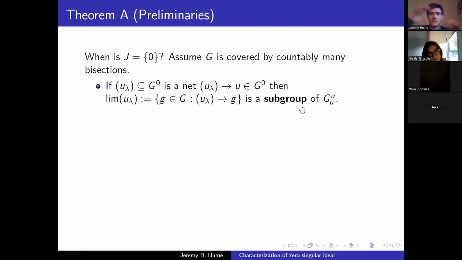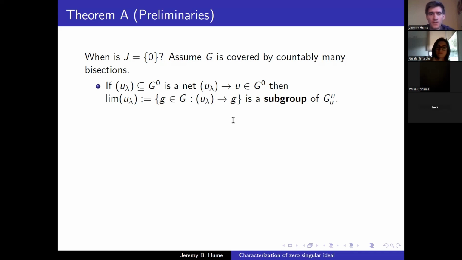Oh, and the reason why everything is inside the isotropy group is essentially if you just apply the range map or the source map to u lambda converging to g by continuity, that gives you that u lambda converges to the range of g and the source of g. But it also, by assumption, converges to u. And since the unit space is Hausdorff, those limit points have to all be equal. So range of g is equal to u and source of g is equal to u. Are there any questions about that?